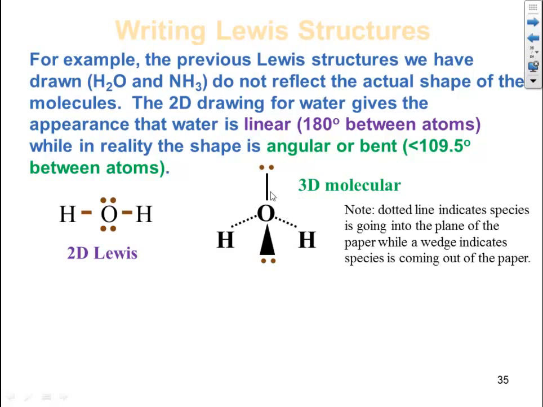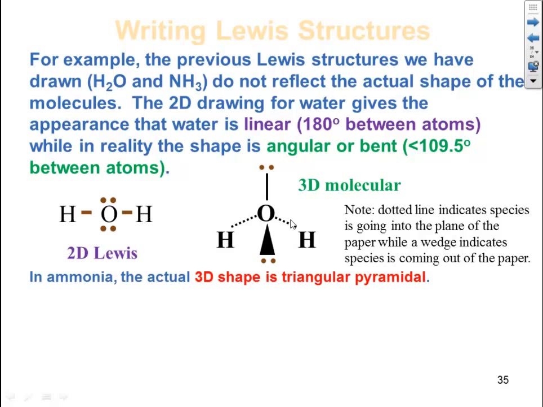Now, in a 3D drawing, which this is, when you have a solid line, we're saying it's in the plane of the paper. If you draw dotted lines, that indicates it's going into the plane of the paper. If you have a wedge, that means it's coming out at you, out of the paper. So the way this is drawn, this lone pair is in the plane of the paper. These 2 hydrogens are going into the board or the paper or the PowerPoint presentation, and this other one is coming out. So these hydrogens are not in a straight line. They are bent and 109.5 degrees apart.